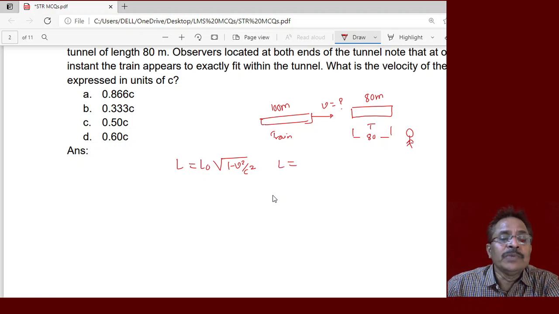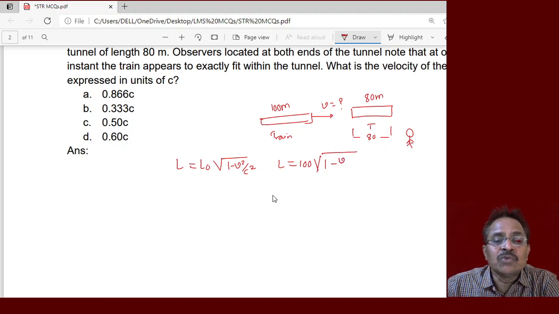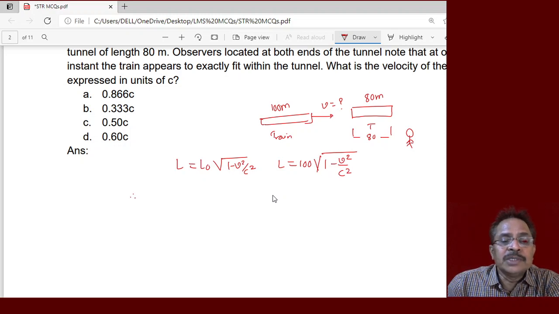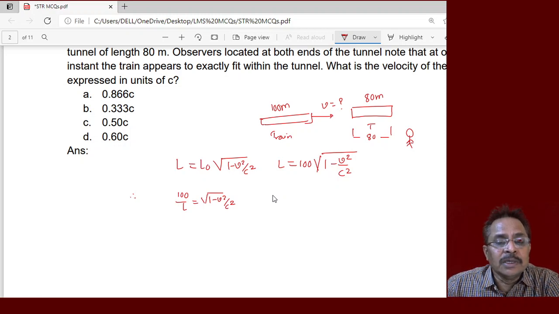L equals L0, initially given as 100, times root of 1 minus V squared upon c squared, where V is what we have to calculate. Squaring this, I'll get 100 upon L equals root of 1 minus V squared upon c squared.